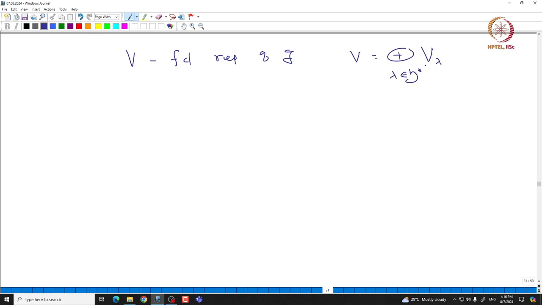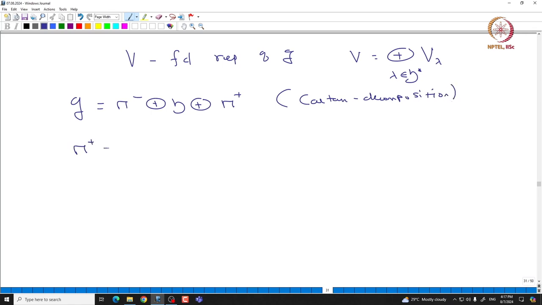Okay. So now we have this very special decomposition of G. As I already told, this is going to play a very important role. This is called the Cartan decomposition or the triangular decomposition. Now if you use this triangular decomposition, let us see how n plus, n minus and h act on V.